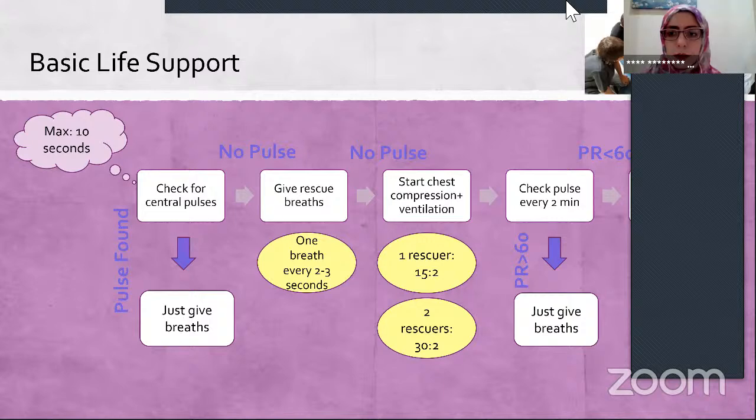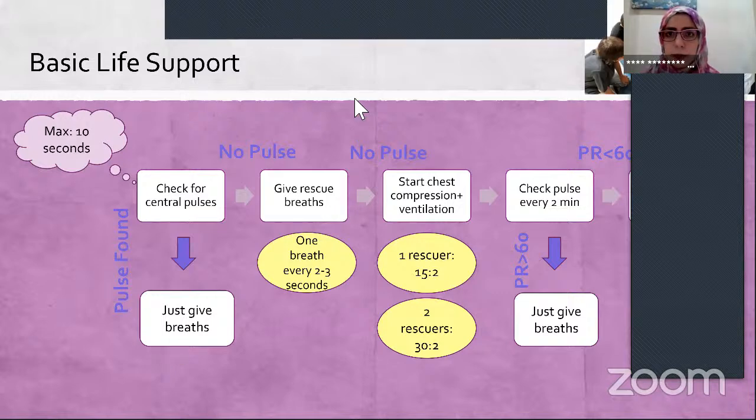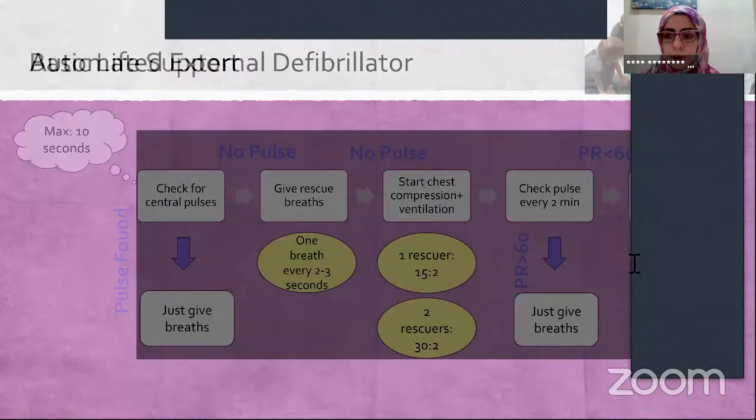For help now. Remove all clothing from patient's chest. Handle to open bag. Look at pictures on pads.